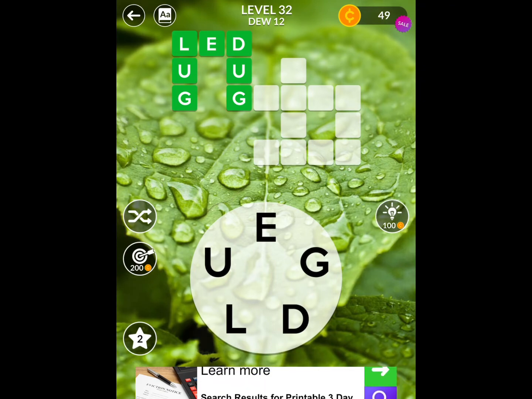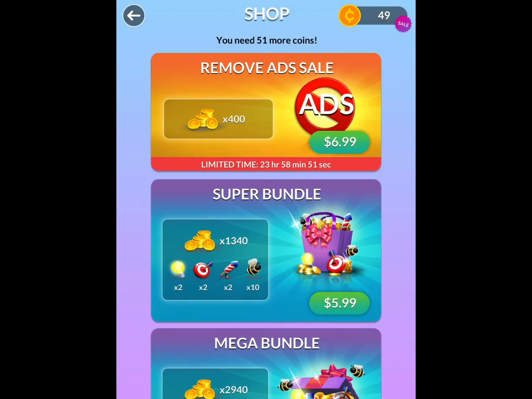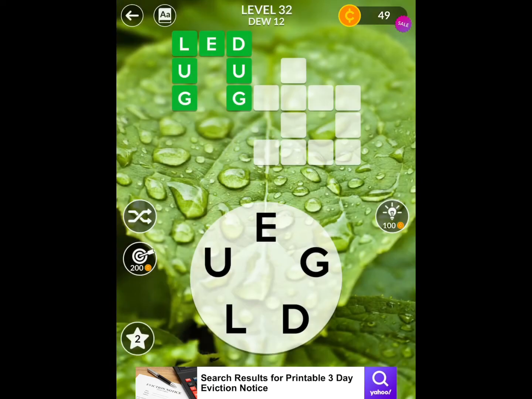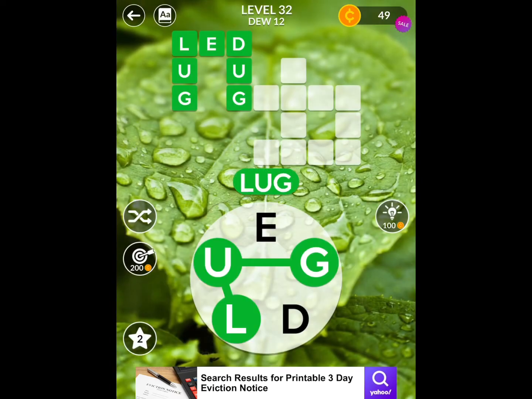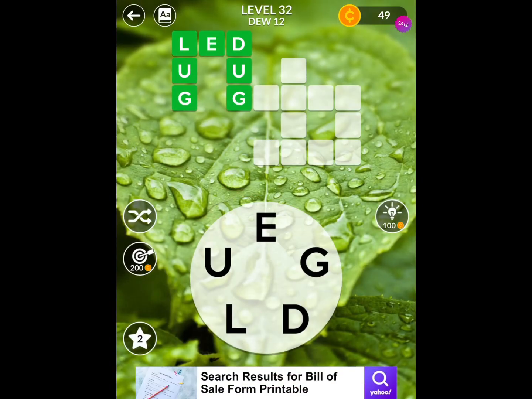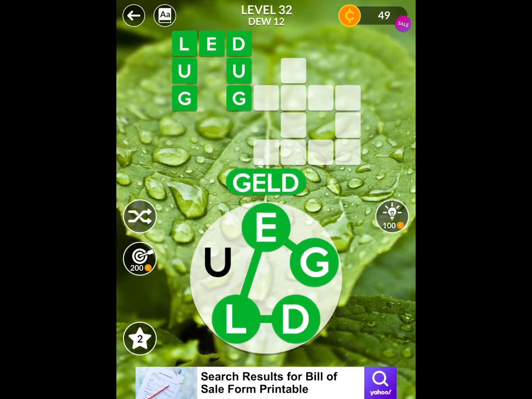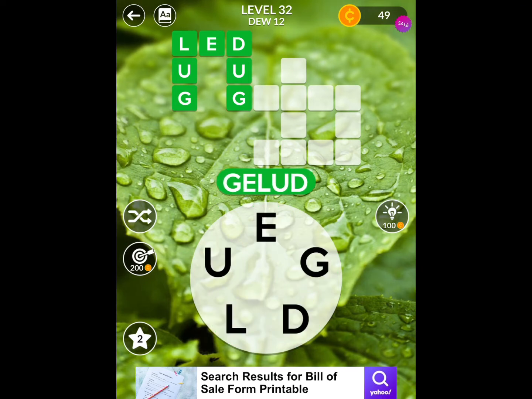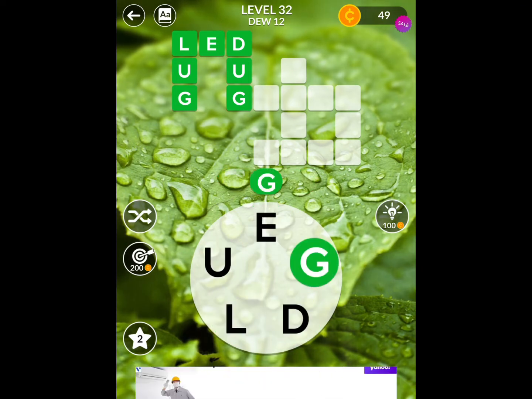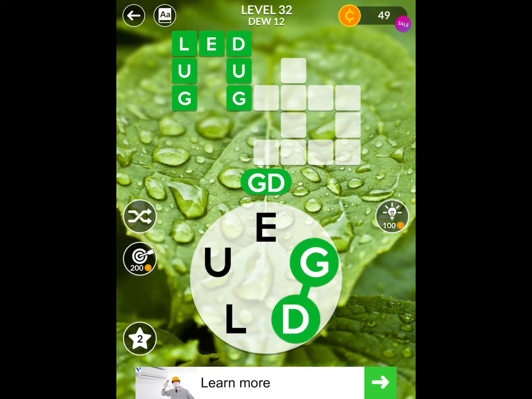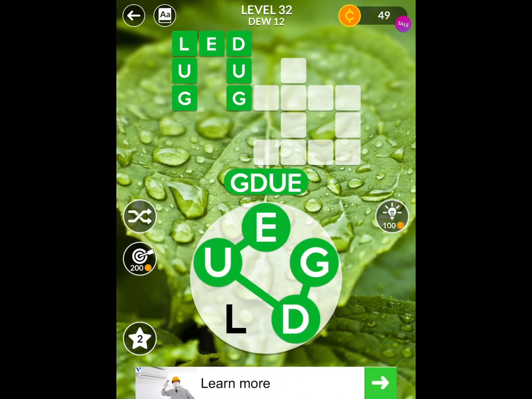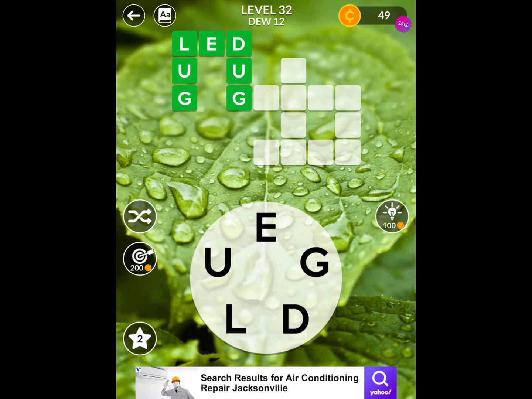Let's see. What is this? No, shut up. Okay, look. I don't know what that is. Oh, I already did that. I'm so sorry. Okay. Geld. What's it? Geld? Okay. I'm doing that. I'm a little sick today. Well, if we can do good, that's gonna be pretty weird.